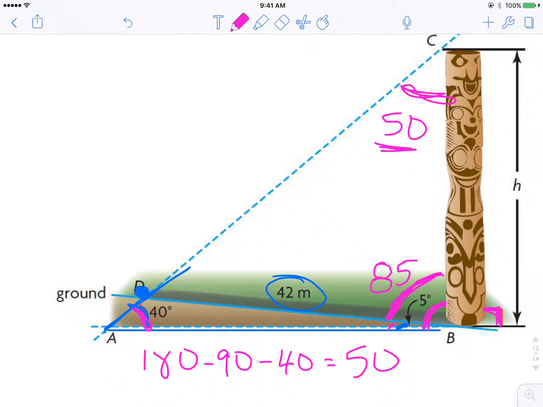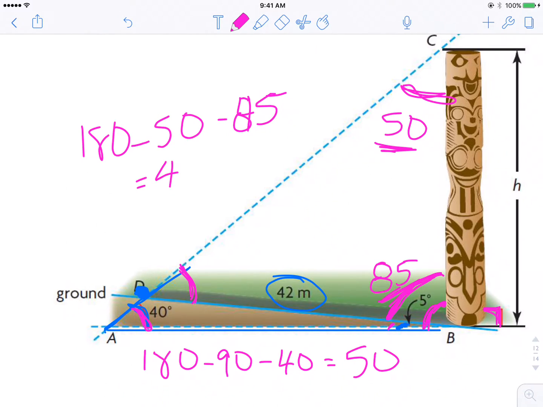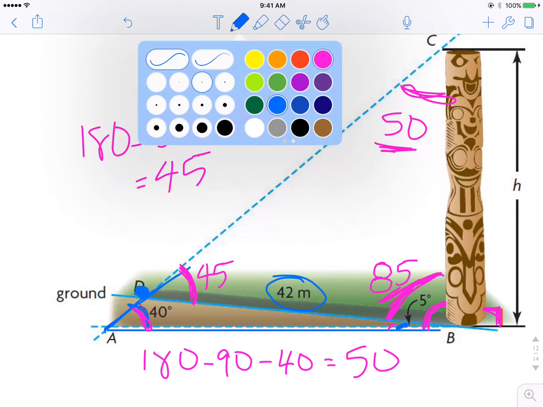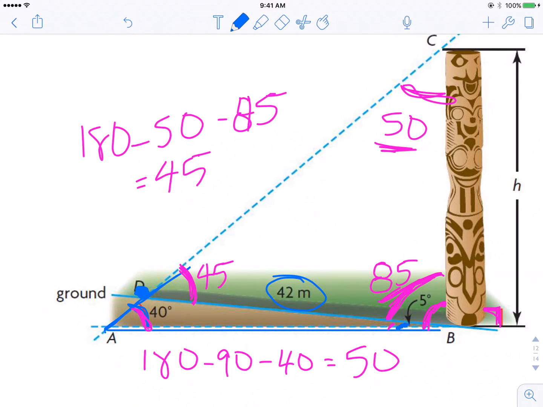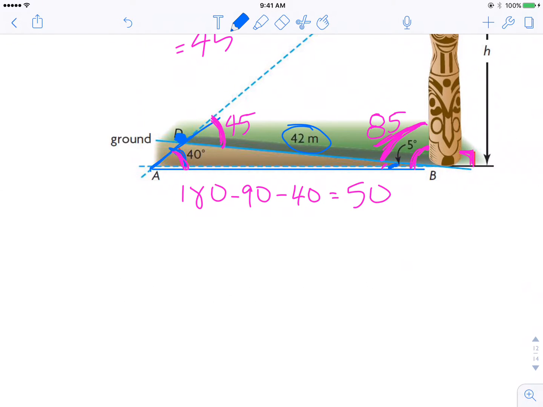Well, if this is 50 degrees, this is 85 degrees, then this here, if I do the same thing, 180 minus 50 minus 85 is going to leave me with 45 degrees. This is 45 degrees. Now, let's try and redraw this really quickly so that we can see what we actually have in order to try and figure out the height of this totem pole.